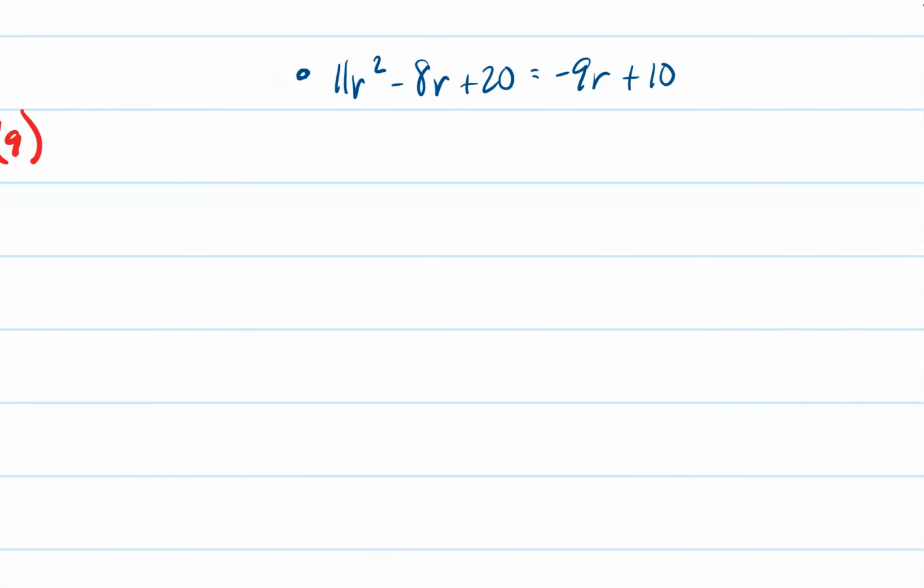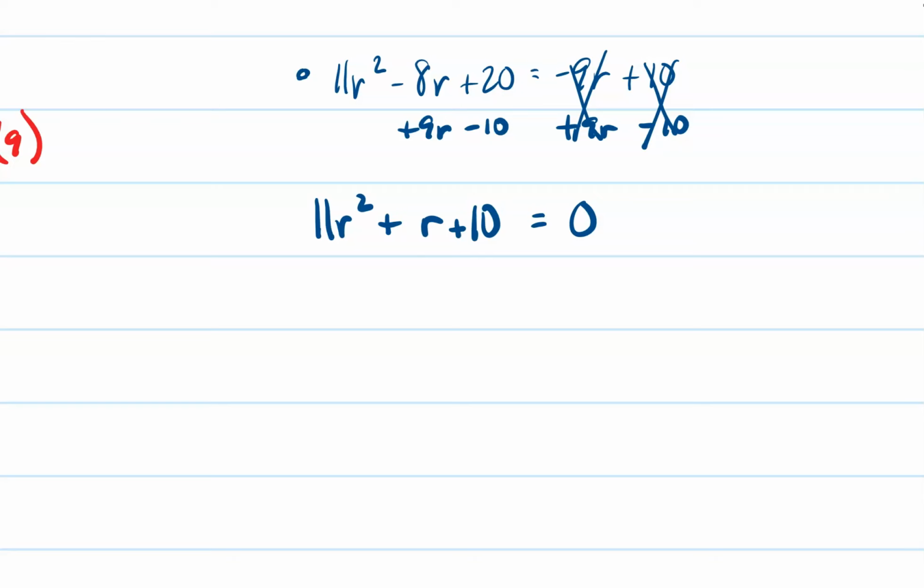Let's go ahead and do this last example, and then we'll finish up and summarize the video. Here again, we would like to have a quadratic function equal to 0. So I think I would like to add 9r to both sides and subtract 10 from both sides. They're going to cancel themselves out on the right side, and we'll be left with the number 0. And on the left side, we'll have a 10, a positive 1r, and then an 11r squared that was untouched.